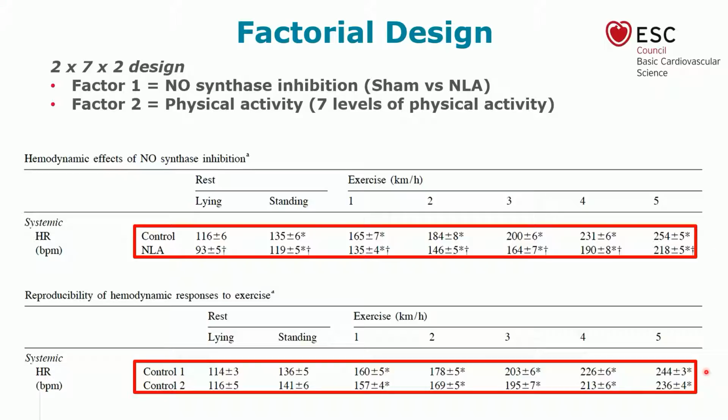And indeed, if you look carefully, you see that there's a trend, not statistically significant, but a trend, for lower heart rates during the second control run as compared to the first control run. And so if you properly want to study the effects of nitro-L-arginine here, you need to actually do a 3-way ANOVA, where not only do you look at the Sham versus nitro-L-arginine and the 7 levels of physical activity, but also take into account the effects of a second run versus a first run.